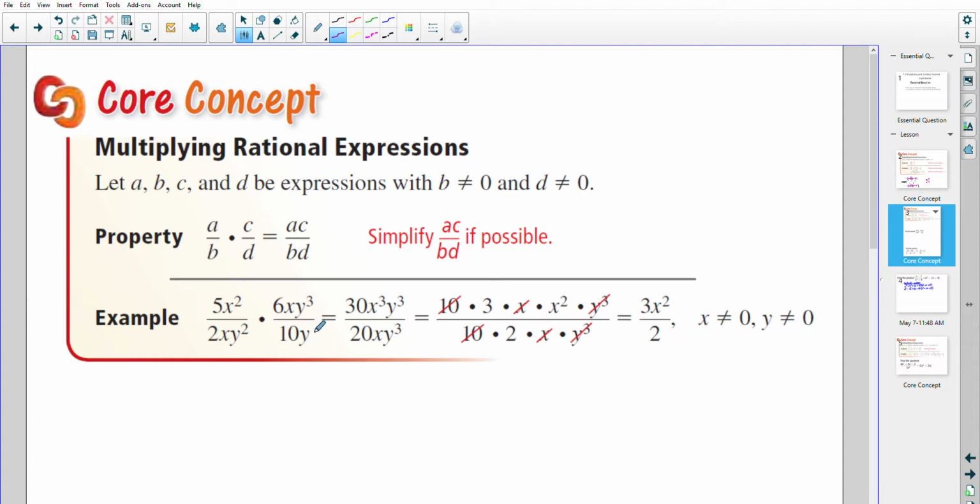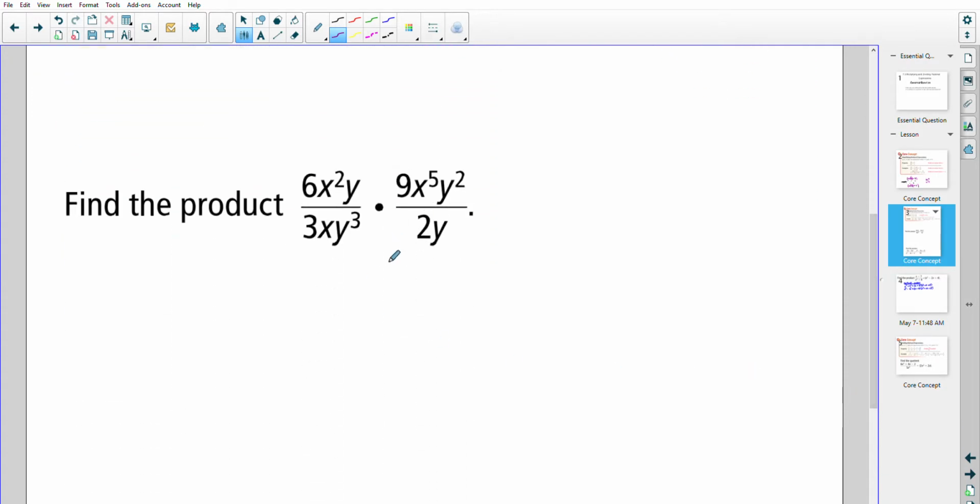You can do something similar with just looking at letters that can cancel here. So what you're basically doing is looking at which ones cancel altogether. So in my opinion, just look at the numbers first. 3 goes into 9 3 times. 2 goes into 6 3 times. Then look at your x's. There are 2 x's on the top and 1 on the bottom. That means it's going to be 1 x on the top.